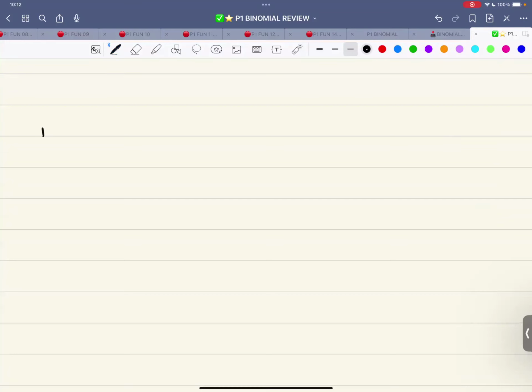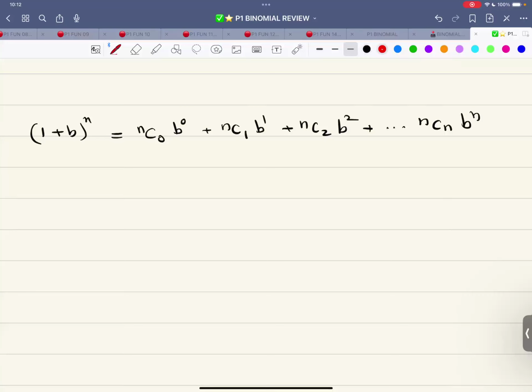First of all, (1 + b)^n. That is nC0 b^0, nC1 b^1, nC2 b^2, all the way till nCn b^n. So this is the first term, this is the second term, this is the third term, and this is T(n+1). The number of terms is always one more.